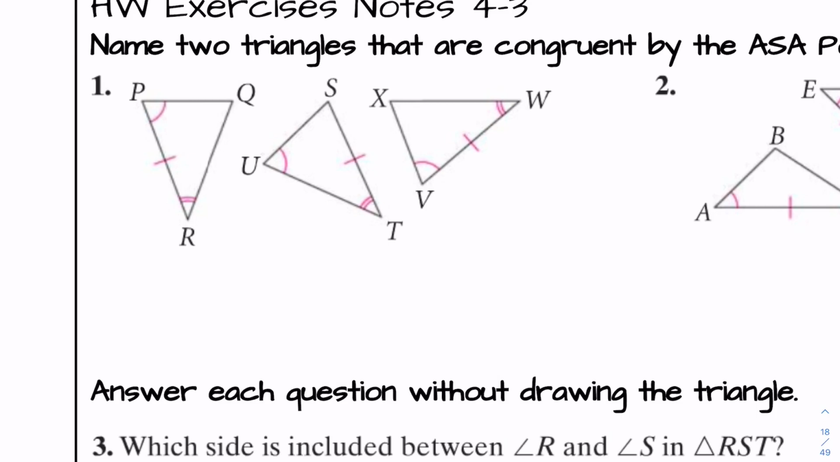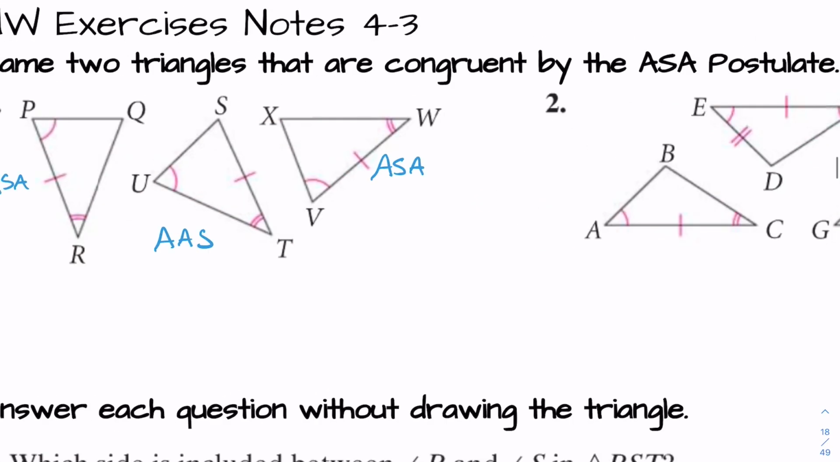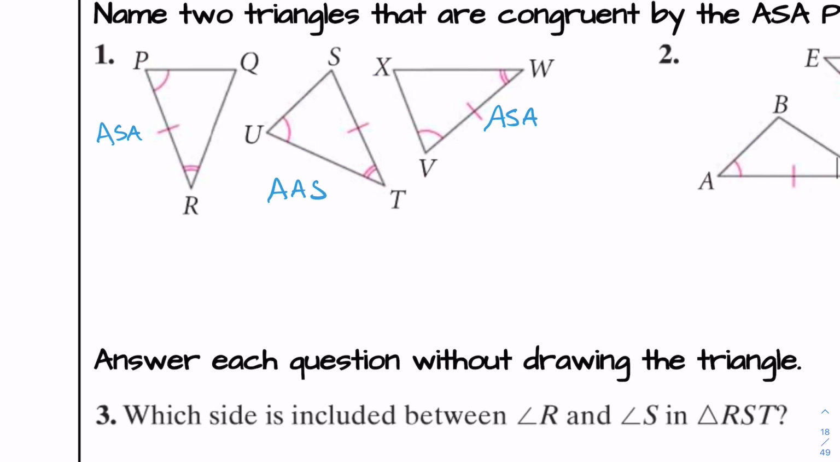This one looks like it is by ASA. This one looks like it is by ASA right over here on the right-hand side. But it does look like this one is by AAS in the middle, because it looks like we skip over that side and the side is not included, while these sides are included between WV and P and R. So we're going to name the two triangles that are congruent.